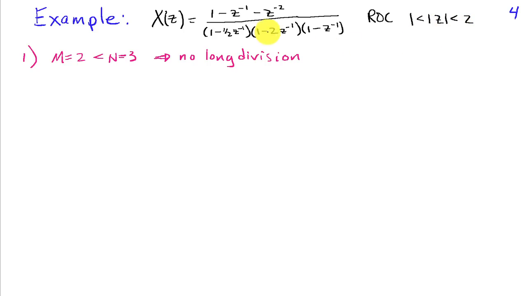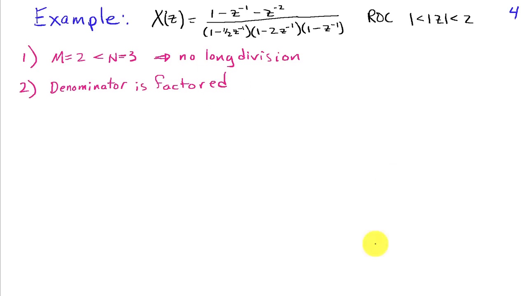Well, in this particular case, X(z) is already expressed in terms of powers of z^-1, and you'll notice that the numerator polynomial is order M equals 2, whereas the denominator polynomial, which happens to be factored already, has order N equals 3. So in this case, we don't need to do long division, and we can proceed to the next step, which is also taken care of for us because the denominator has already been factored.